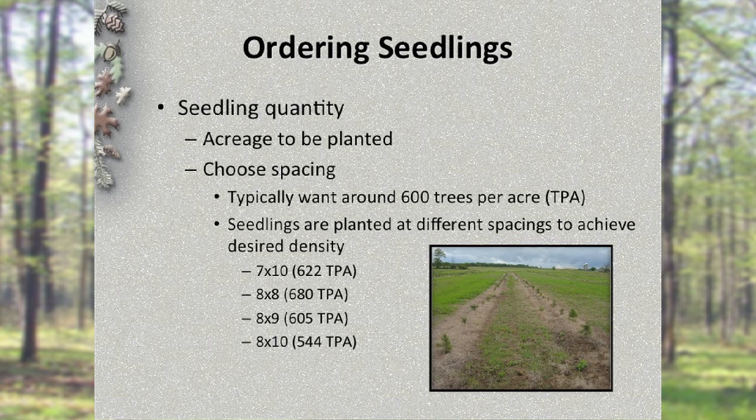A 2-0 or 1-0 seedling coming out of a second generation orchard would be about $60 per thousand, or 6 cents per seedling. If I have a varietal pine, it's going to cost me about 43 cents a seedling. So the much higher price for varietal may greatly dictate what spacing you plant it on. Seedlings are typically planted at different spacings and desired densities. At the very bottom of the screen, you see a 7x10 being 622 trees per acre, all the way to an 8x10, which is about 544 trees per acre.